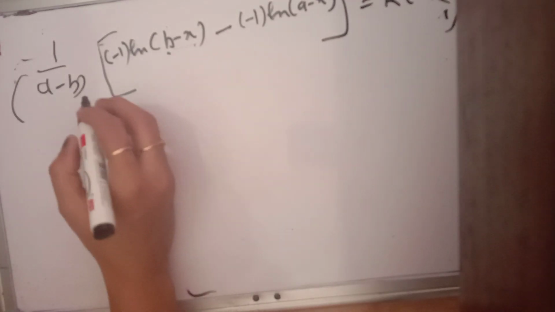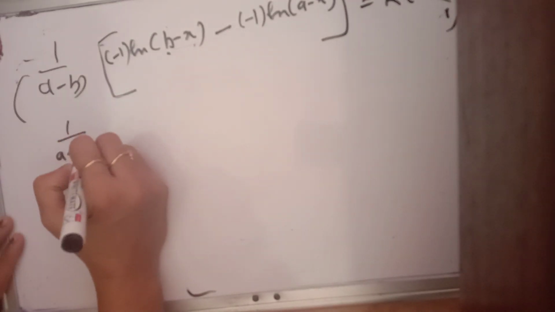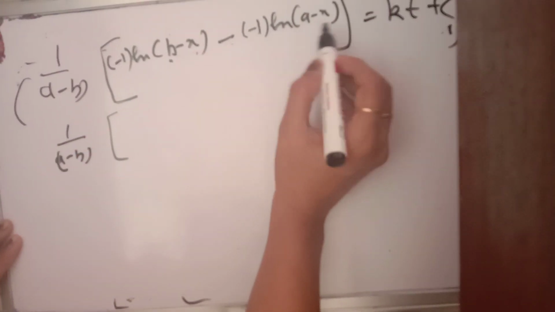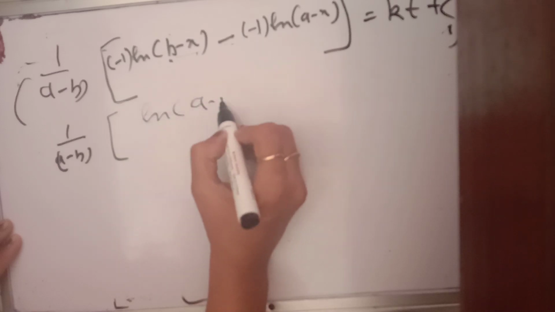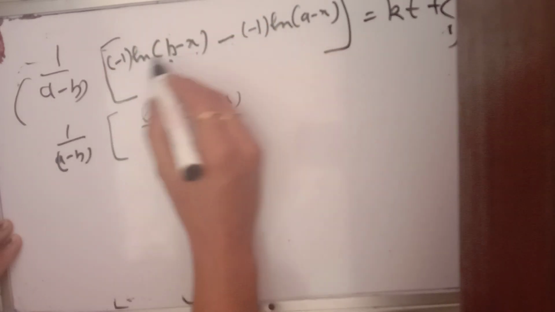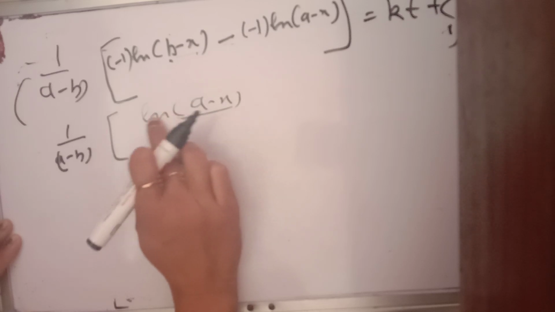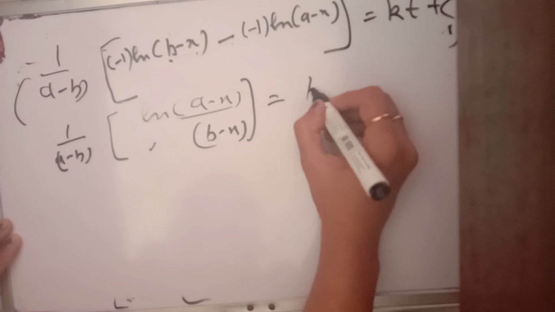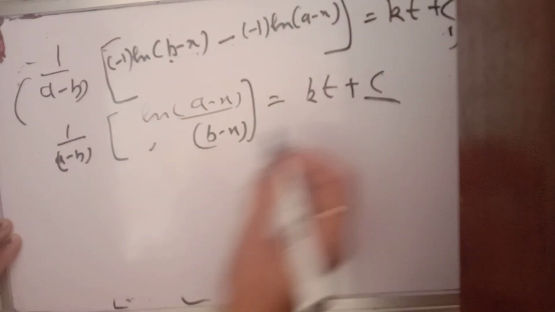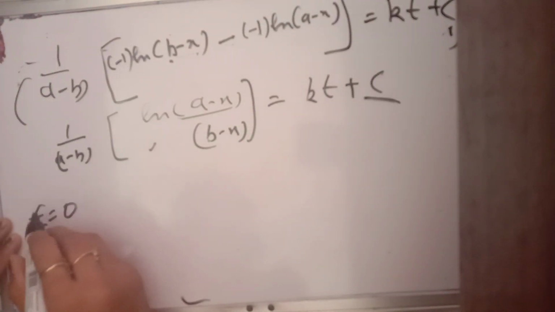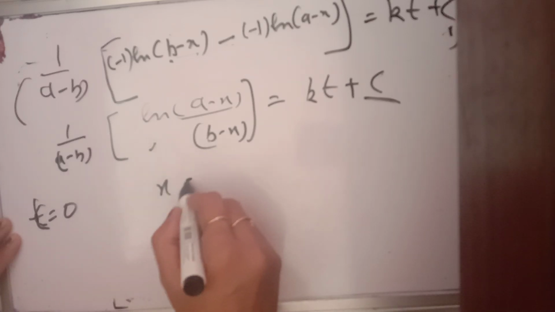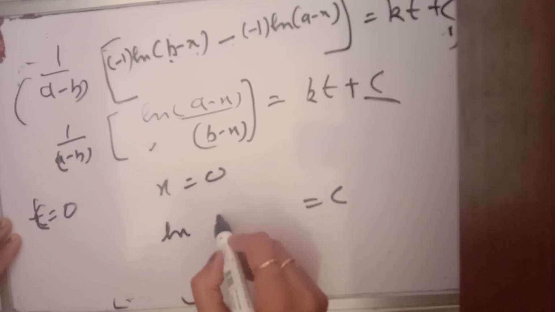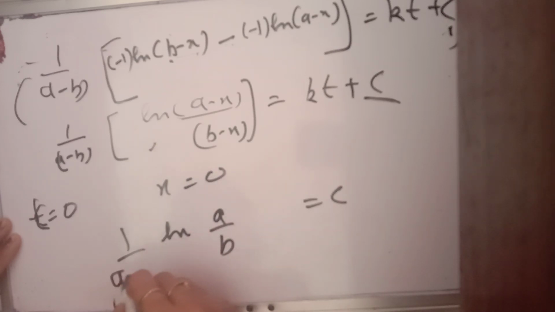So we arrive at 1 upon A minus B. This will be log A minus X in the numerator, minus log A minus log B, which is log A upon B. This is my kt plus c. Now we have to find c. We know that at time equal to 0, x is equal to 0. So my c will be equal to 1 upon A minus B log A upon B.